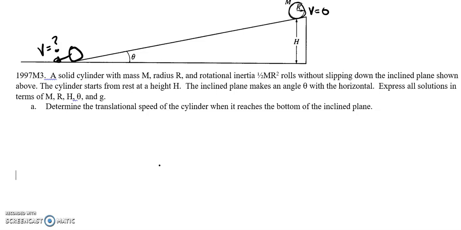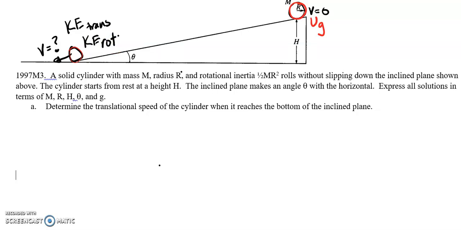So let's go ahead and label what type of energy it has at each position. Right here, it is some height above the ground, has no velocity, but it does have some gravitational potential energy. Now down here, it clearly has a kinetic energy. It has a translational kinetic energy because it is moving translationally. It also has a rotational kinetic energy because the cylinder is rotating. So it has both a translational and a rotational component.